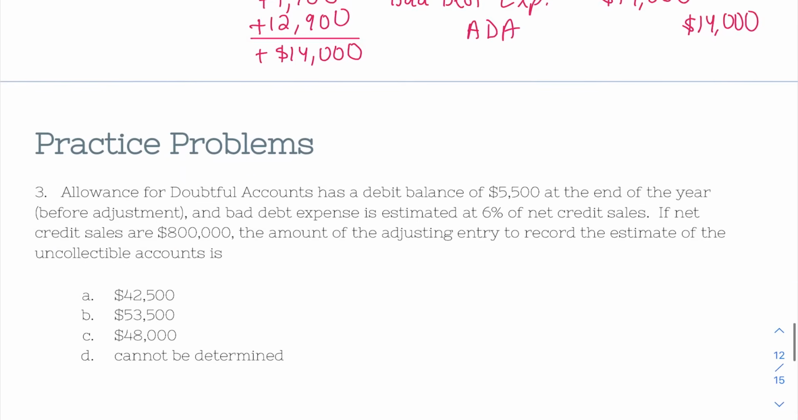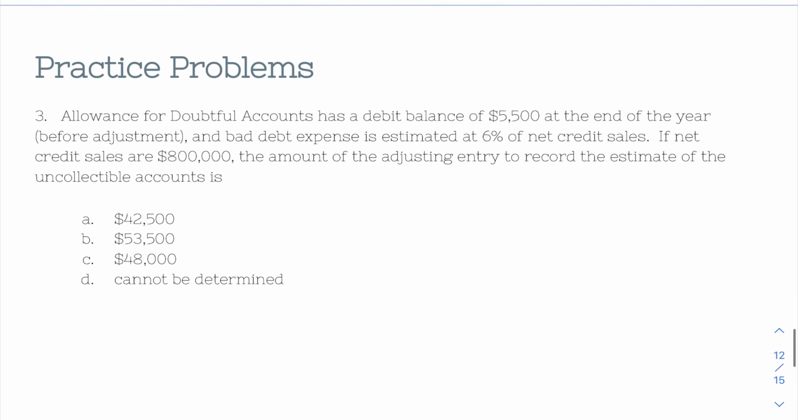Now we have another example. So it tells us allowance for doubtful accounts has a debit balance of $5,500 at the end of the year before adjustment, and bad debt expense is estimated at 6% of net credit sales. If net credit sales are $800,000, the amount of the adjusting entry to record the estimate of uncollectible accounts is.